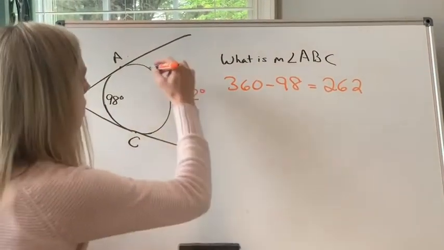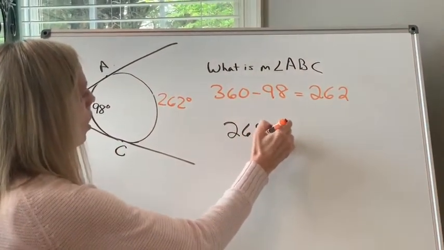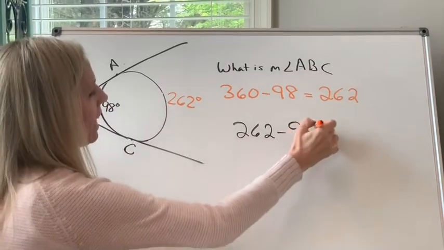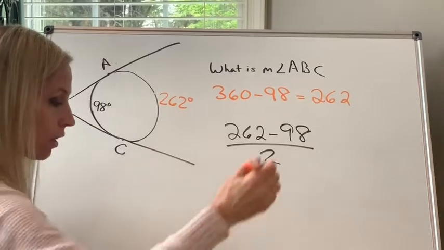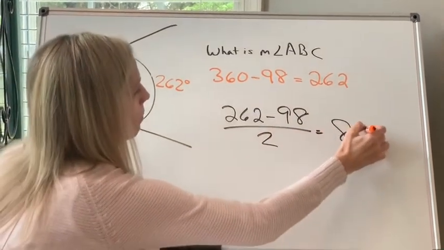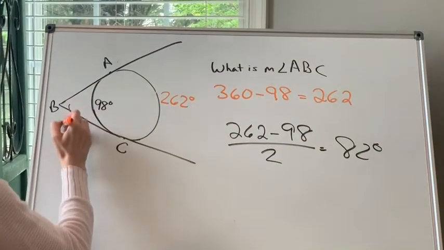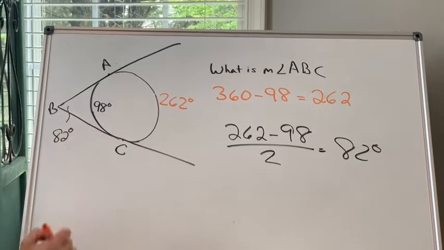Now we use a rule that we just went over. So we're going to take this 262. We're going to subtract the 98. We are going to divide by 2. And our answer here is 82 degrees. And that would give us this measure here would be 82 degrees. All right, so hopefully you are good to go on problems 5, 6, and 7.